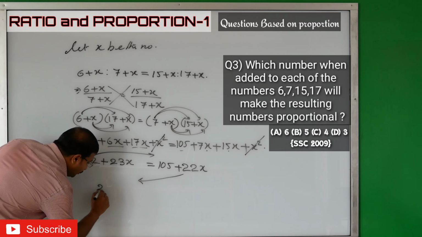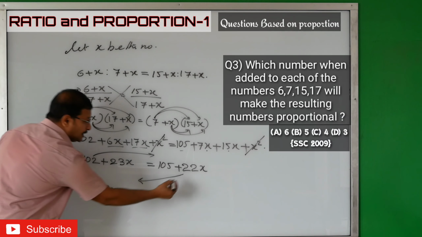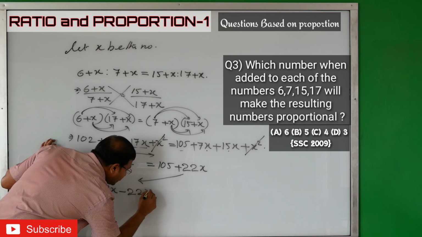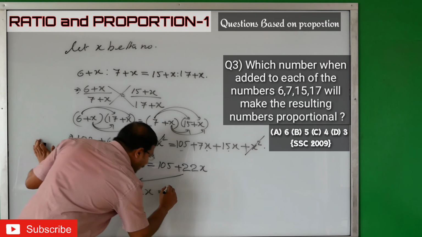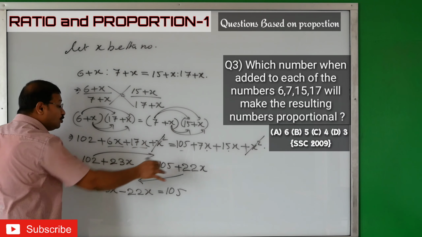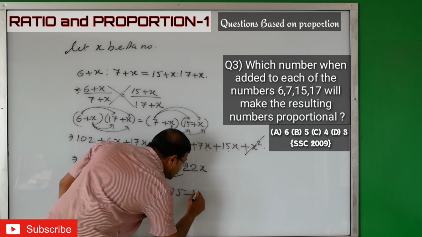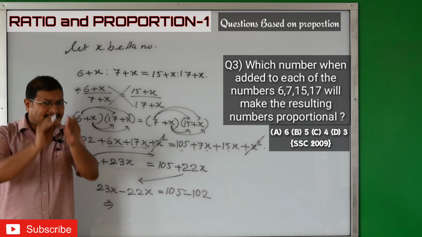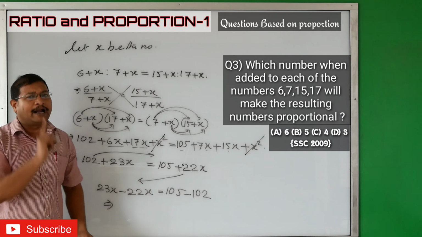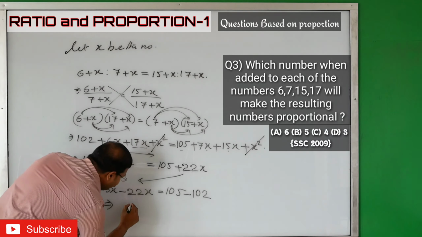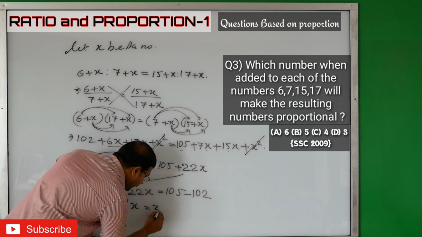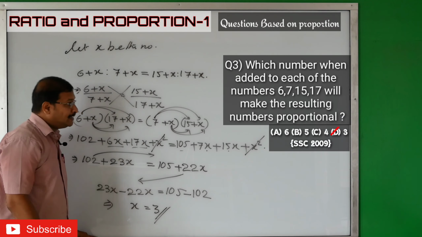That means 23x. See, 22x comes to the next side, it will be minus 22x equals 105 is already here, then 102 goes to the next side, it will be minus 102. Now 23x minus 22x. 23 minus 22, 1. 1x means just x. X equals 105 minus 102, that is 3. So the correct option is D, that is 3.